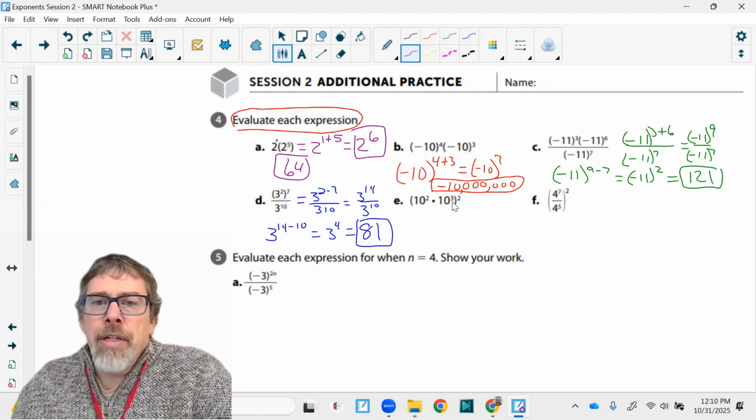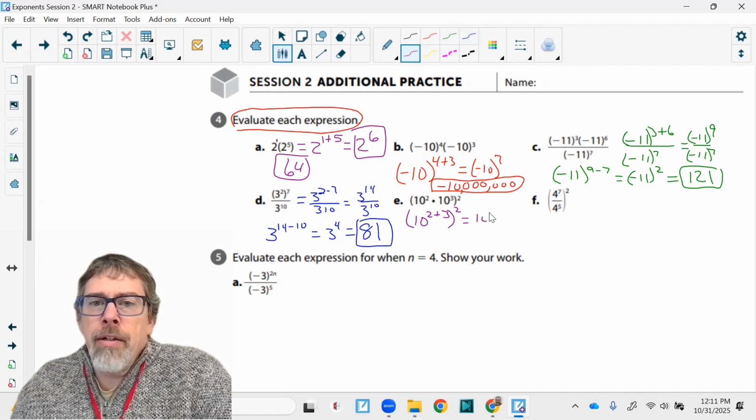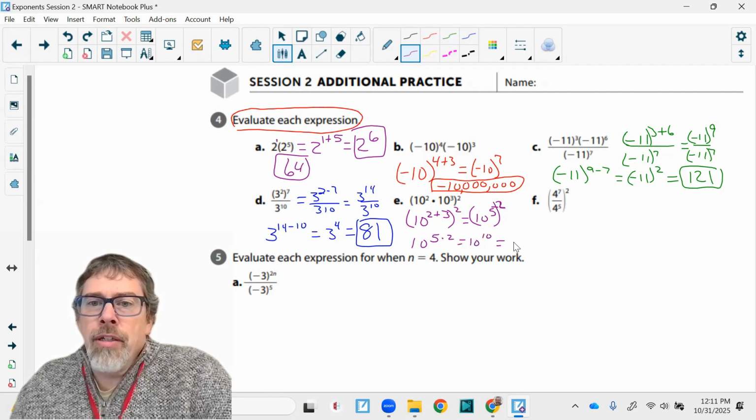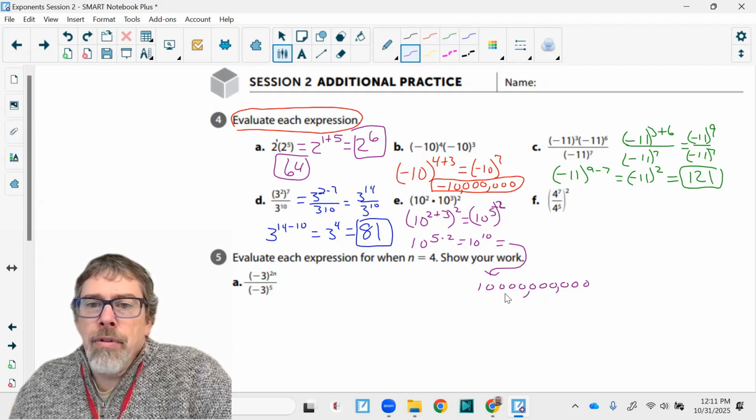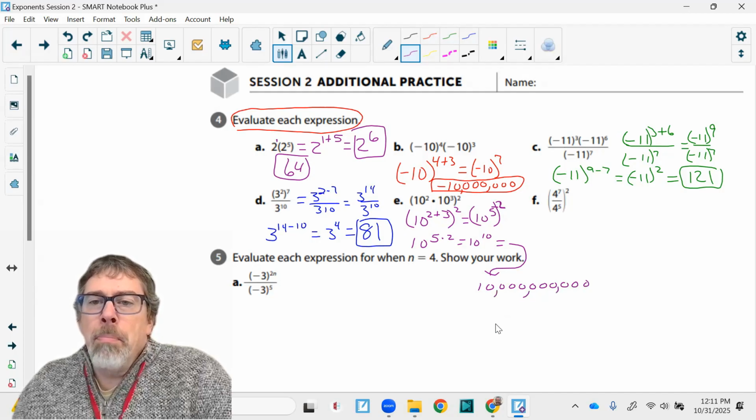10 squared times 10 cubed, all squared. Do inside first, 10 squared plus 3 squared. That's going to be 10 to the 5th power squared. Okay, and the rule says to multiply, so it's going to be 10 to the 5 times 2, which is 10 to the 10th power, which is 1, 2, 3, 4, 5, 6, 7, 8, 9, 10 zeros. Okay, so that's 10 billion.